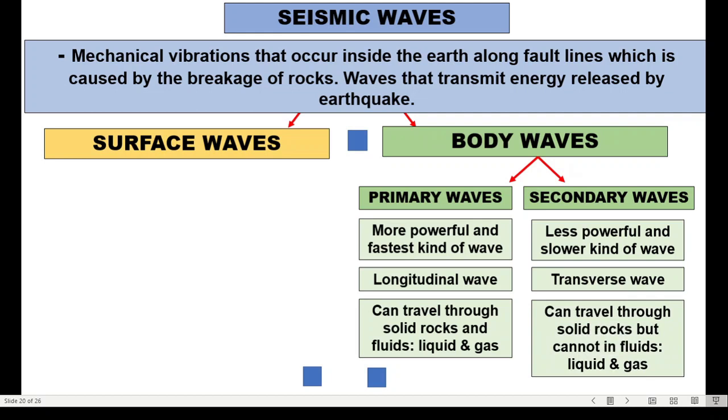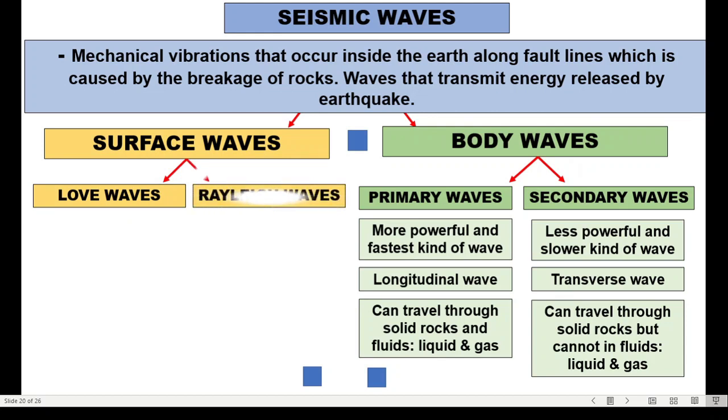And then, ang natatravel lang niya na part ay yung solid rocks, pero hindi na niya kayang tumagos sa fluids, sa liquid and gas na part. Hindi na, dun lang siya sa solid. Kaya nga siya secondary. So, pangalawa siya na nagtatravel doon sa primary wave. And then, the surface waves naman, ito yung example niya. L waves are the love waves and the Rayleigh waves.